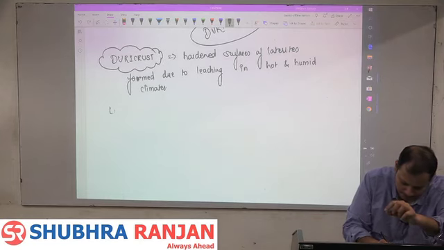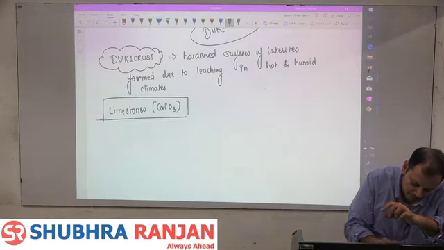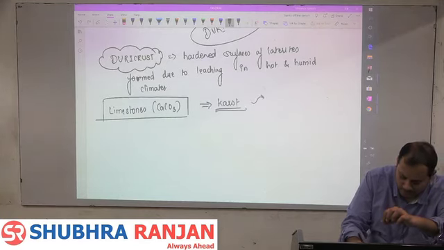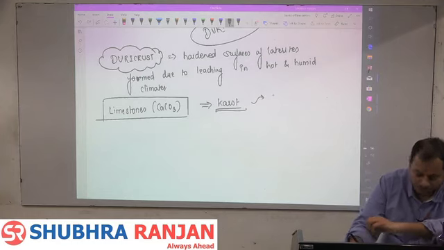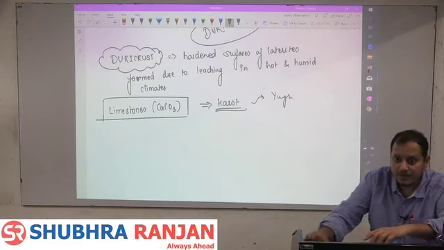Third, limestones. Where is karst topography? Which region? Don't write anything. Where is the karst topography? Region of limestones. Why is it known as karst topography? Because it was first discovered in Yugoslavia. Now, how is the limestone formed?